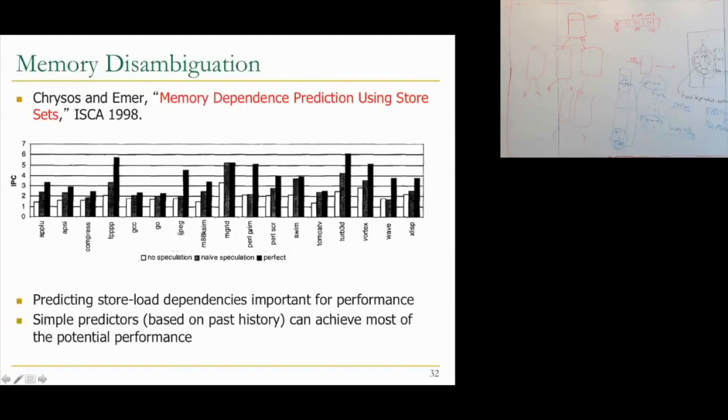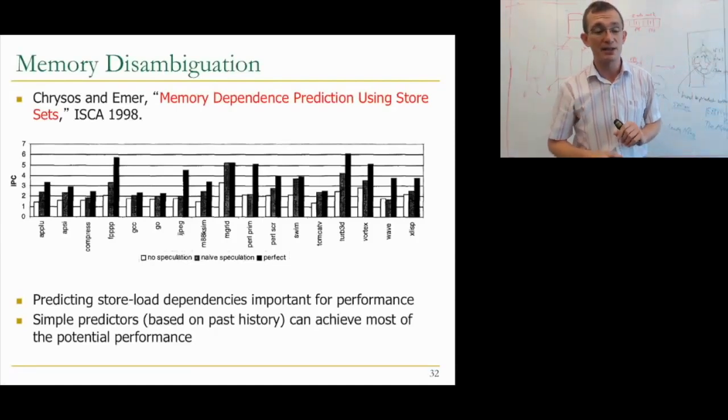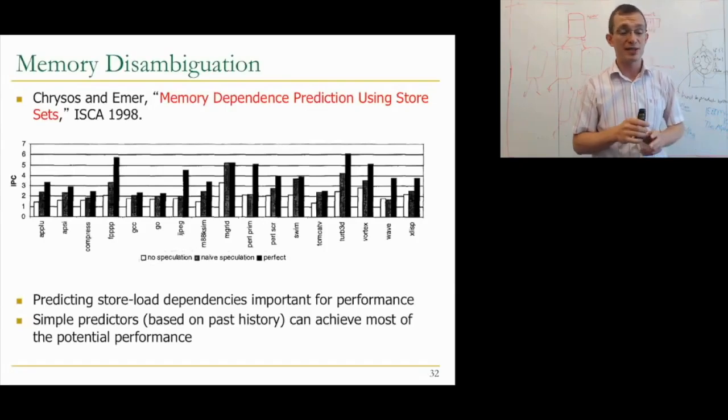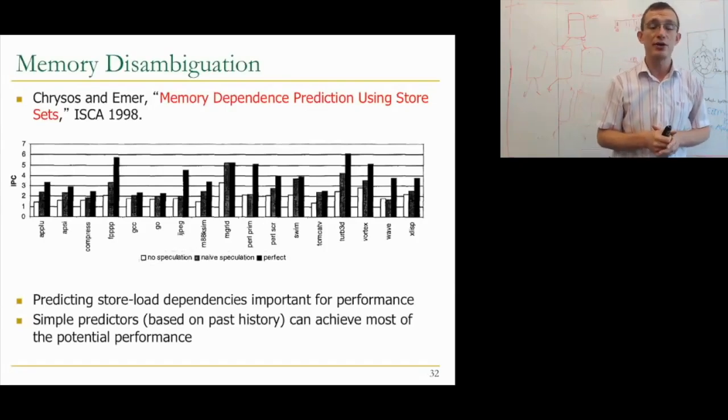So there's actually significant potential with perfect prediction compared to both conservative and aggressive handling mechanisms. No speculation means basically the load waits until all of the previous store addresses are available. So this shows that predicting store-load dependencies is important for performance. And actually simple predictors like what they propose in this paper or the Alpha 21264 predictor can achieve most of the potential performance.